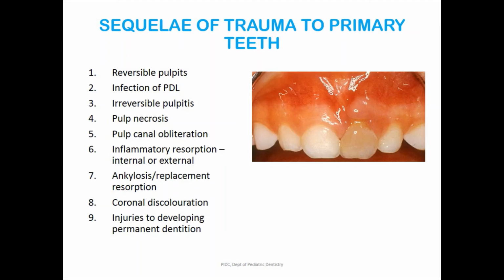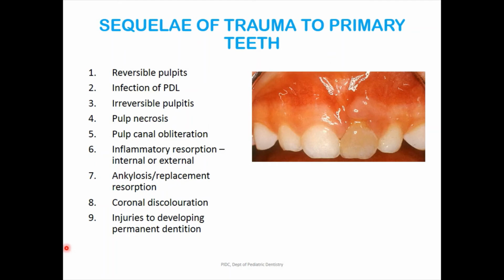So why do we need to extract the primary tooth if it is hindering or impinging on the permanent tooth bud? Because we need to keep in mind that there is a close relationship between the apex of the root of the primary tooth and that of the permanent tooth germ. So tooth malformations can occur, like any impacted tooth, eruption disturbances. These are some of the sequelae of trauma to the primary teeth that we see.